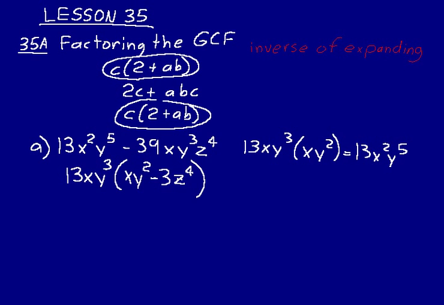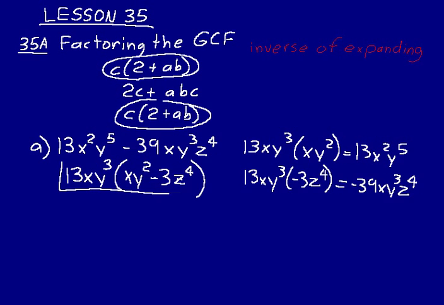We can expand that second term back out, just to check our work and make sure that it equals that original second term: 13xy cubed times negative 3z to the fourth. And so we look at that. 13 times negative 3 is negative 39. x, y to the third, z to the fourth. That is our original second term up there. So we know that we did that problem correctly. And so we'll go ahead and put a box around this answer right here. That would be the factored form of that original expression.